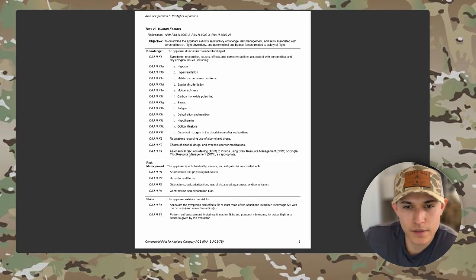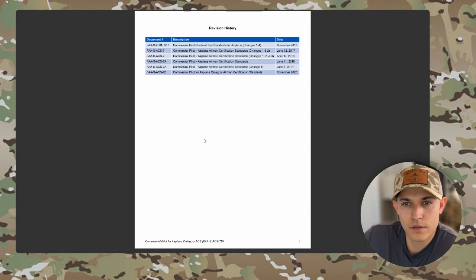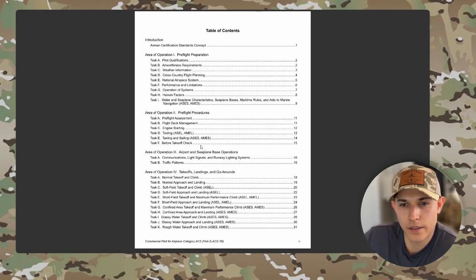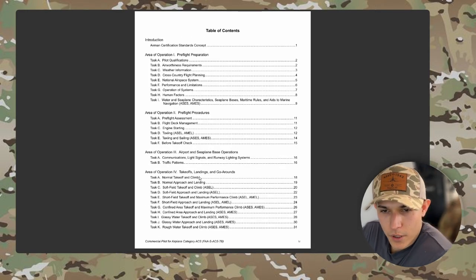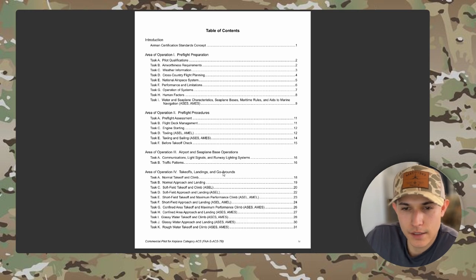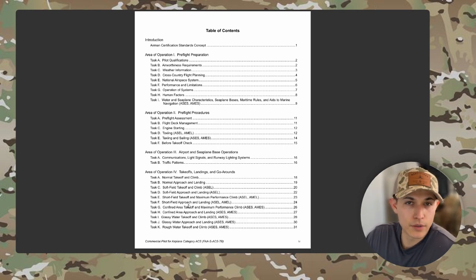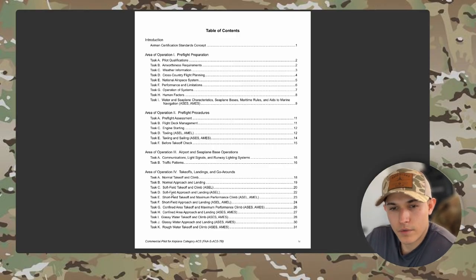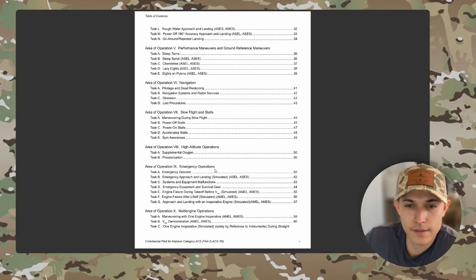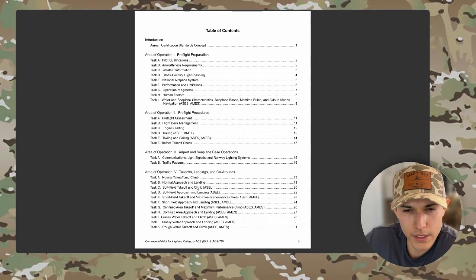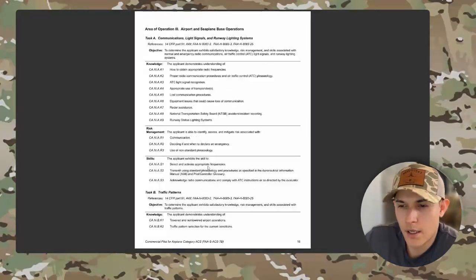So this is how it's broken down. We have skills. Let's go down into the flight portion. Area of operation 4: takeoffs, landings, and go-arounds. You're going to have a couple of maneuvers that you have to do on your checkride that are required. Let's dive into one right here. We have soft field takeoff and climb. That's task C. What page was that? 20.